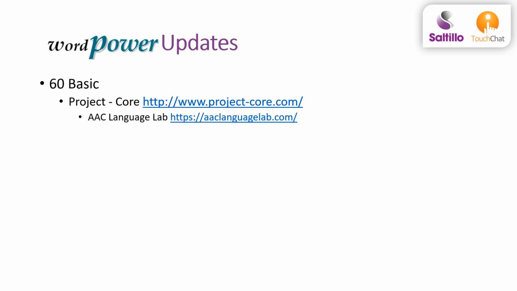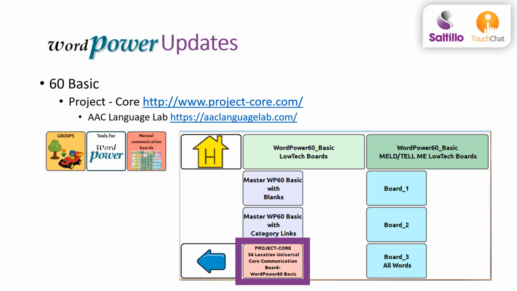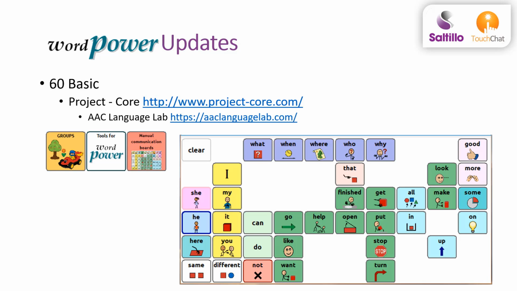Finally, you will find support for Project Core. For more information about Project Core, please visit the Project Core website to learn about Universal Core and teaching and implementation supports. Also visit the AAC Language Lab to find activities targeting the 36 Universal Core words in Project Core. With this board, you will find the 36 words targeted in Project Core. The low-tech boards are available for download on the Language Lab and Saltillo website.